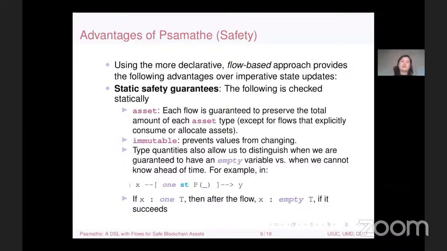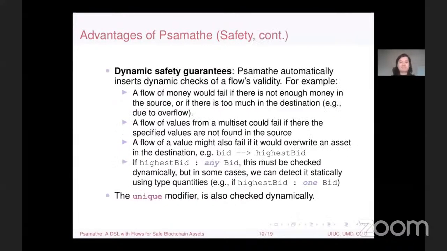So for example, in this line of code, we use a new construct that we call filter to select exactly one value from X such that P of that value holds, and then flow that to Y. So if X has, for example, type 1t, then after the flow, we know statically that X is type empty t now, if the flow succeeds. If the flow fails, then it throws the exception and is handled somewhere else. But after this line, it's safe to assume that X is type empty t, even though we didn't, for example, flow everything out of it. Because we have the type quantity, we know that it will be empty.